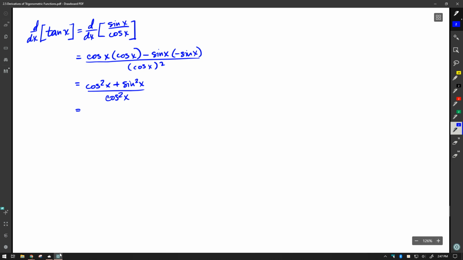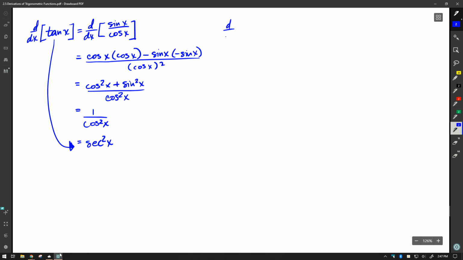Well, cosine squared x plus sine squared of x is a Pythagorean identity. It's 1. And that leaves still a cosine squared x in the denominator. And because we know our reciprocal identities, and 1 over the cosine of x is the secant of x, we have secant squared x as the derivative of the tangent function. So derivative of tangent is secant squared.